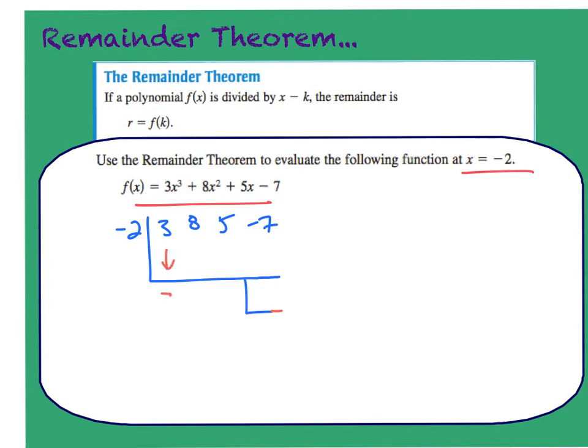All right, hopefully we're getting comfortable using synthetic because we're going to do it quite often. So we're going to drop 3. And then what do we do? We multiply. So we multiply and we get what? -6. And then we add and we get 2. And then we multiply, we get -4. Then we add and we get 1. And then we multiply, we get -2. And then we add, we get -9. So that's what we get as a remainder. We get a remainder of -9.